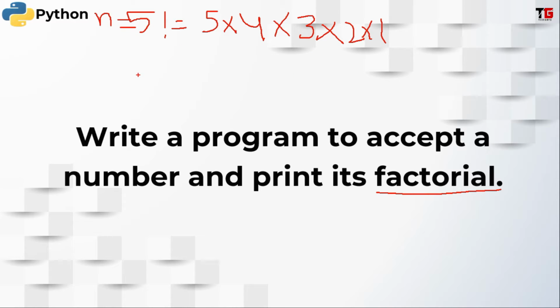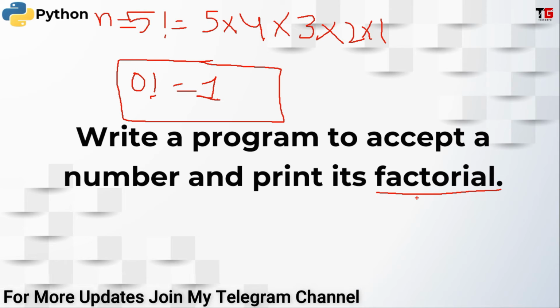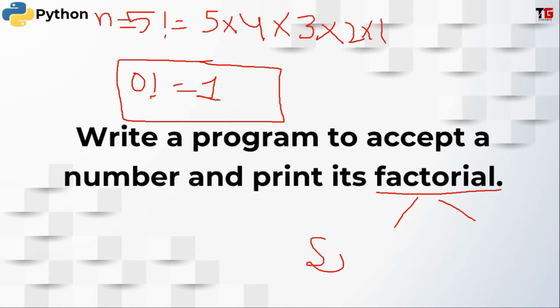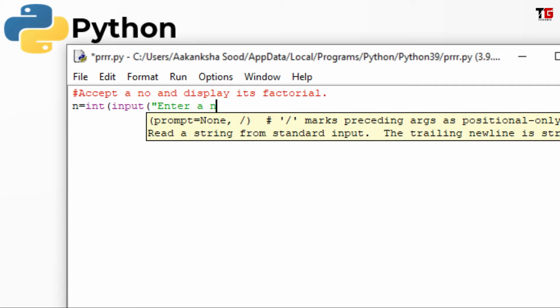But one important point that you have to remember, that value of 0 factorial is 1. You have to remember it. Okay? We can find out the factorial of a number using two methods. One is our simple method in which we can put a loop, and second is our recursive function. So let's see both the methods.